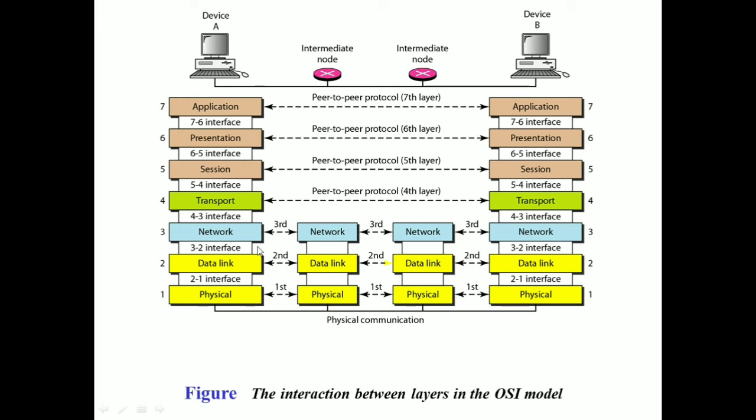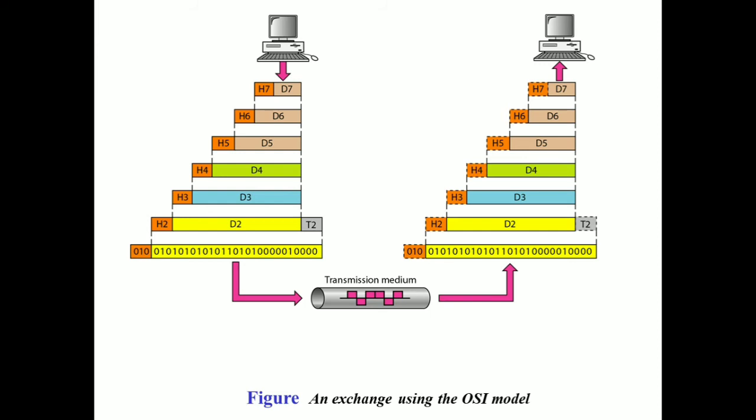So that is the reason we have, in between, the network layer, data link layer and physical layer of this particular node, and also the network layer, data link layer and physical layer of this particular intermediate node. This figure shows the interaction between the layers in the OSI model. Here we have an exchange using the ISO-OSI model. Here we have device A, and here we have device B. Now device A wants to send information to device B.